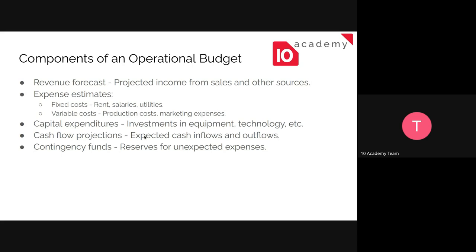Cash flow projections: when we talk about cash flow, we have income, or cash inflow, and cash outflows. By subtracting this, we're going to have the net cash flow, and this is going to help us to stay liquid. Liquidity means having cash. Whenever we are going to make a purchase, or whenever we are trying to pay debt or expenses, we need to stay liquid, to some degree at least. So knowing our inflows and our outflows is going to help us to stay liquid. And the last one is the contingency fund, which is reserved for unexpected expenses.